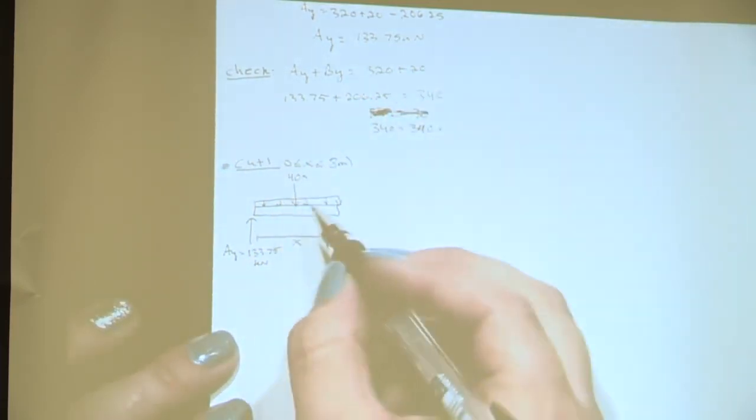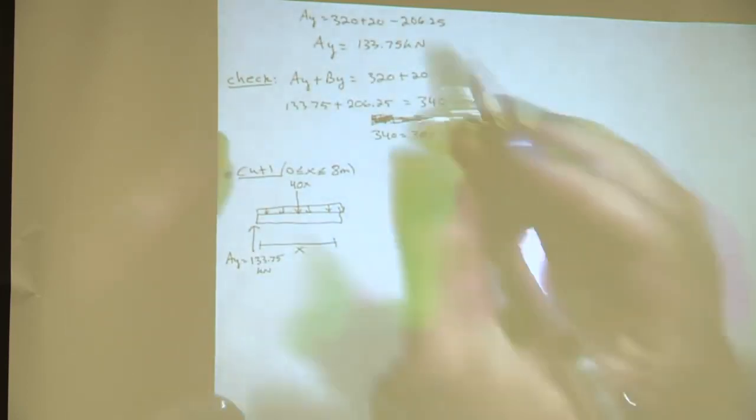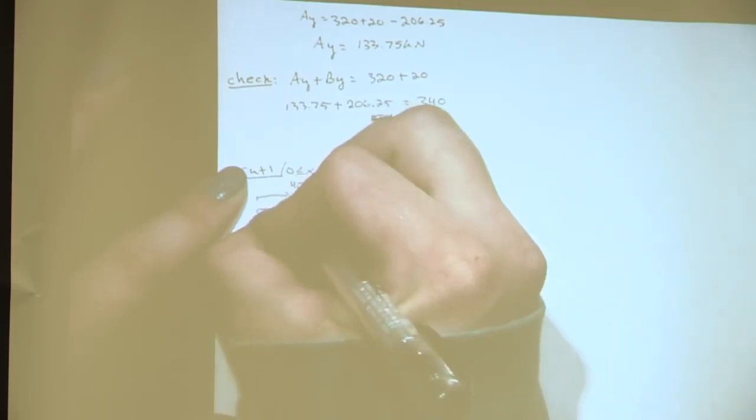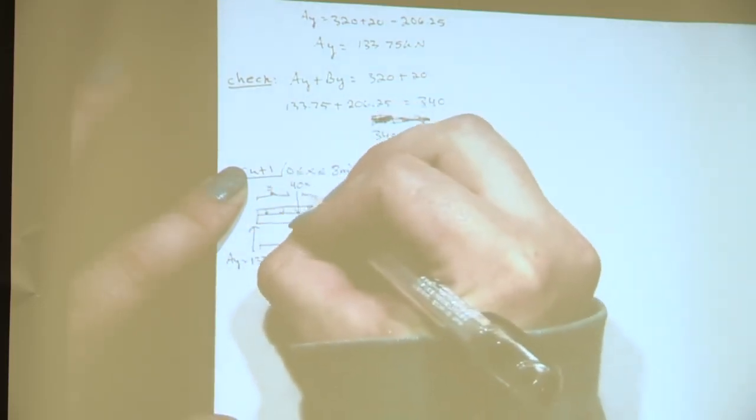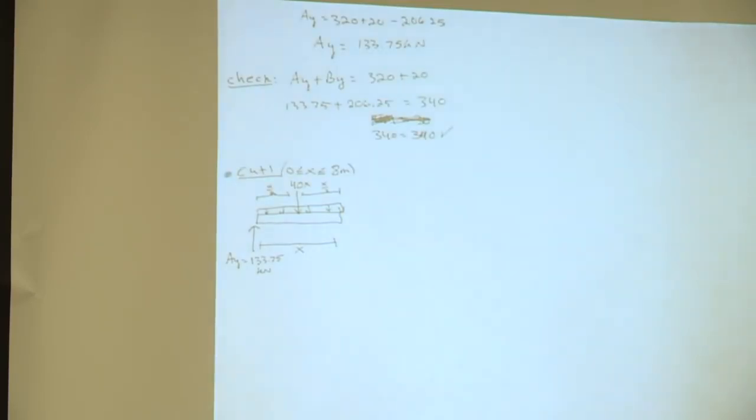And where is this 40x located on this beam? Okay, awesome. So halfway in between. So we can call this x over 2 and x over 2. Okay, so what else do we need on this beam? Okay, awesome. So shear, moment, and normal force.